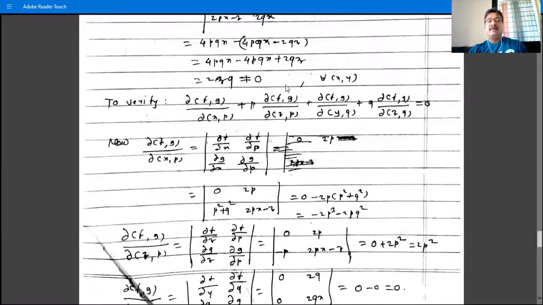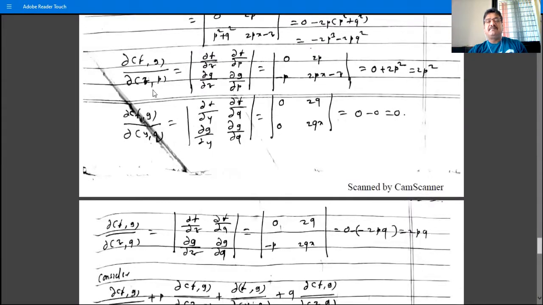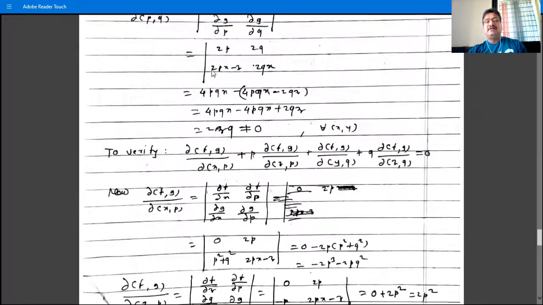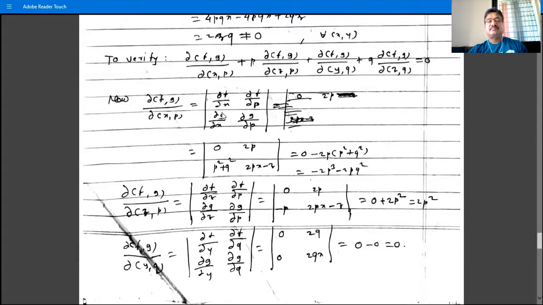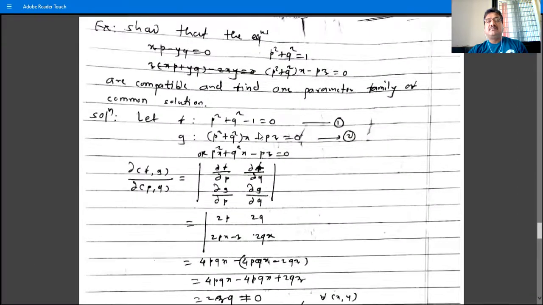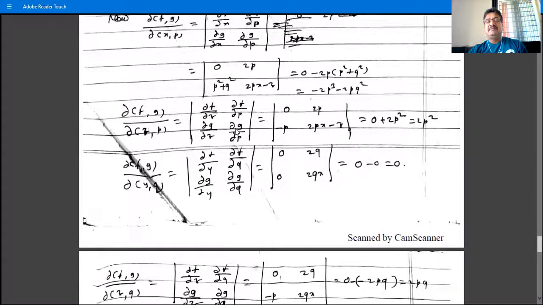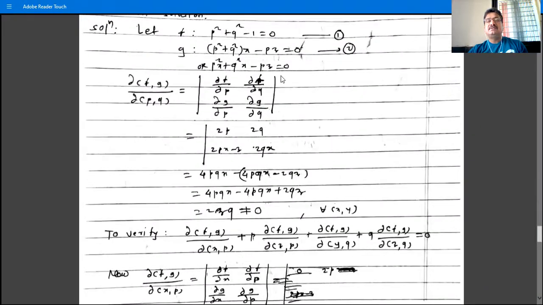Then ∂(f,g)/∂(z,p) is the determinant with ∂f/∂z, ∂f/∂p, ∂g/∂z, ∂g/∂p. ∂f/∂z, if you observe this, there is no z, so its derivative is 0. ∂f/∂p is 2p, ∂g/∂z is −p, and ∂g/∂p is 2px − z. Then this into this is 0, and this into this is minus, which becomes plus 2p². So 2p² is the answer.